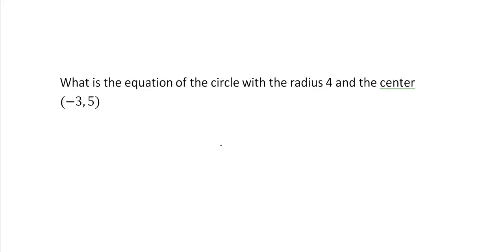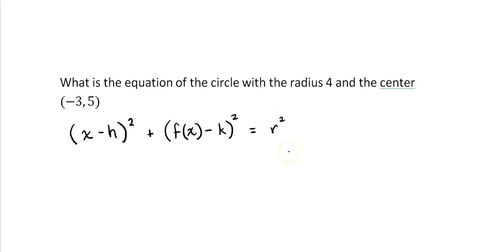All right. What is the equation of a circle with the radius of 4 and the center of (-3, 5)? So real quickly, we're going to remind ourselves that this is going to be (x minus h) quantity squared plus (f of x minus k) quantity squared equals my radius squared. And just a quick reminder, that is my Pythagorean theorem in operation.